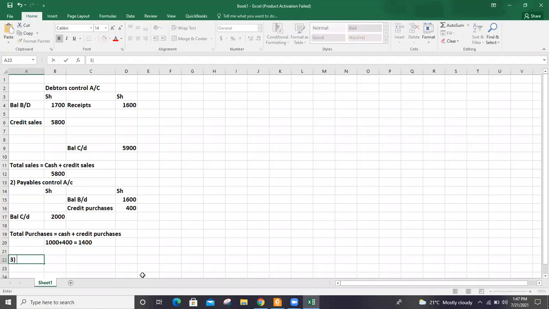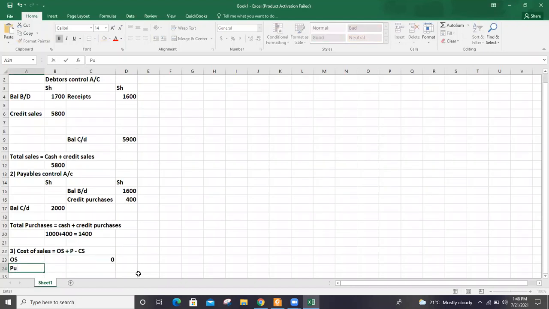Then working number 3, cost of sales equals opening stock plus purchases minus closing stock. Our opening stock, we were told to ignore, so it is 0. Our purchases.